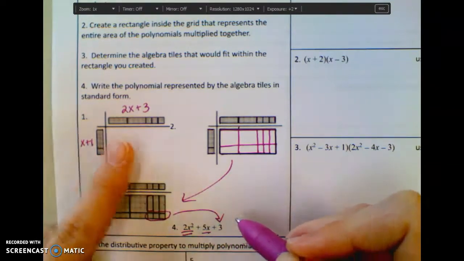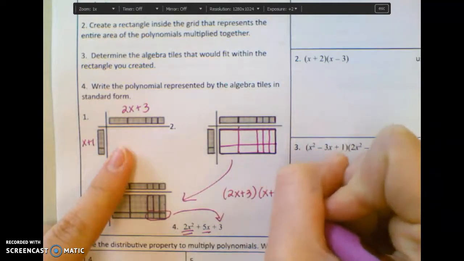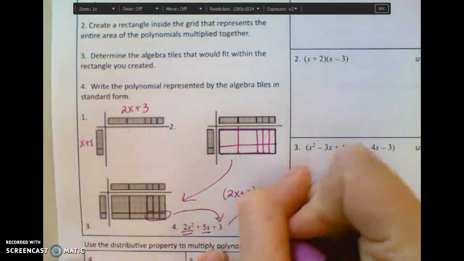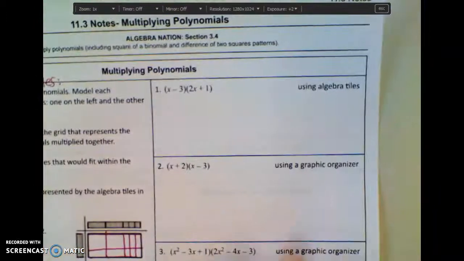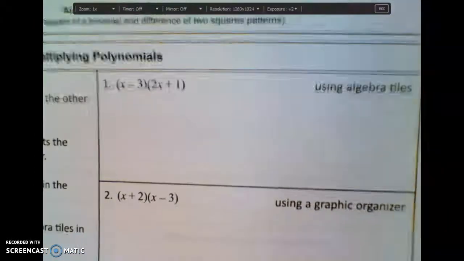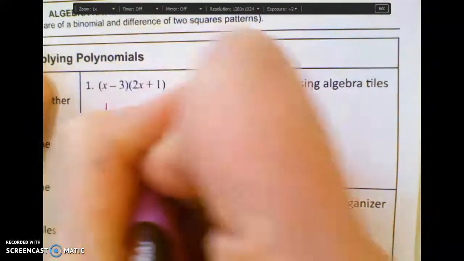So what we did in this problem was we took 2x plus 3, we multiplied it by x plus 1, and then that gave us our answer. So this is one way we can do it with algebra tiles. Let's look at number 1 and use algebra tiles to multiply them. So first thing we need to do is draw a grid.